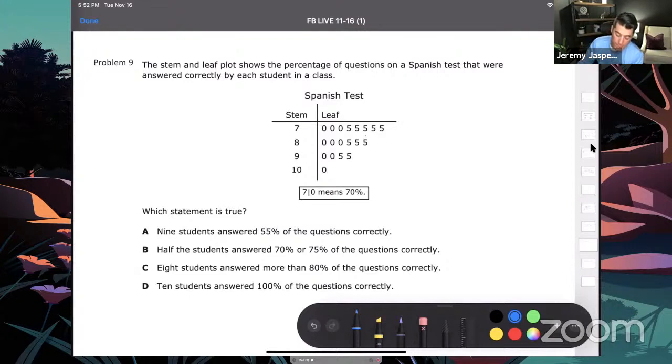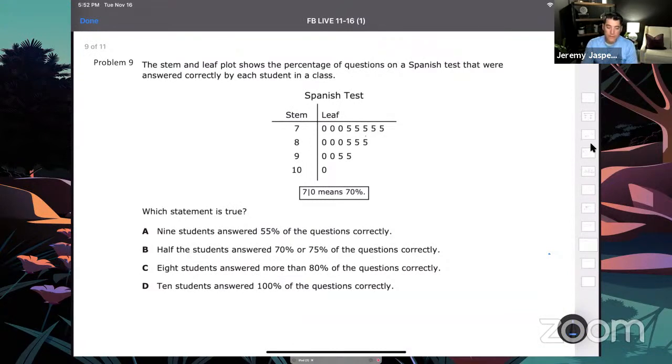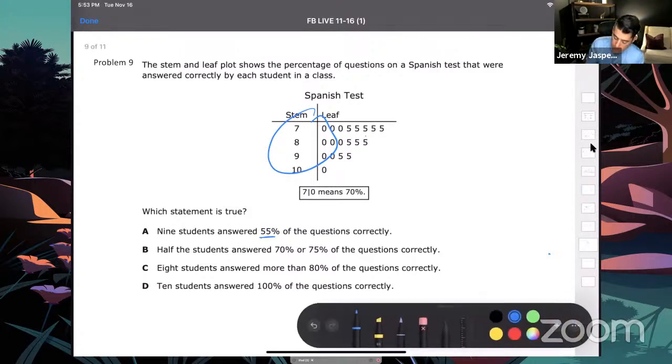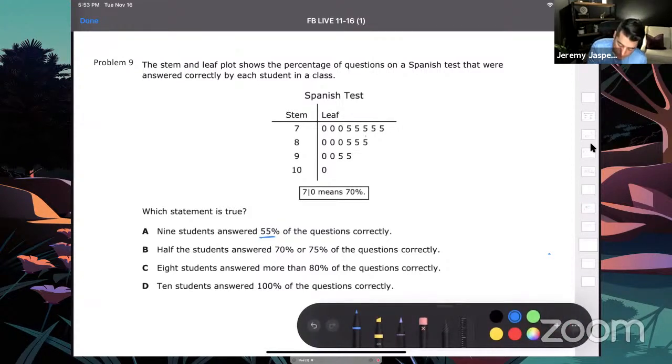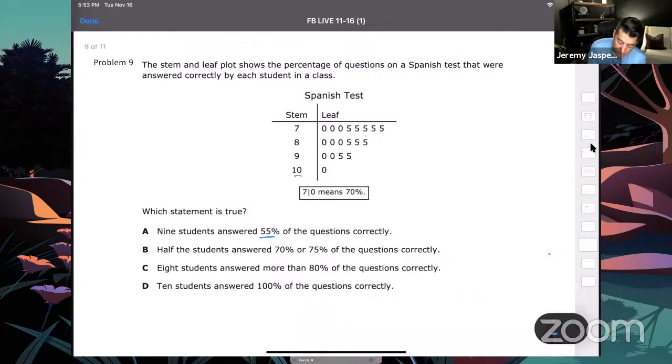So let's blow through the answer choices. A says 9 students answered 55% of the questions correctly. As I look, I see this 55%. Where do I see 55%? Well, there is no stem that has a 5 in it, because if there was, it would look like this. This is students answering 55%. I know it goes in numerical order, but just because I have room, I'll put the 5 here, and then I'll put the 5 here.